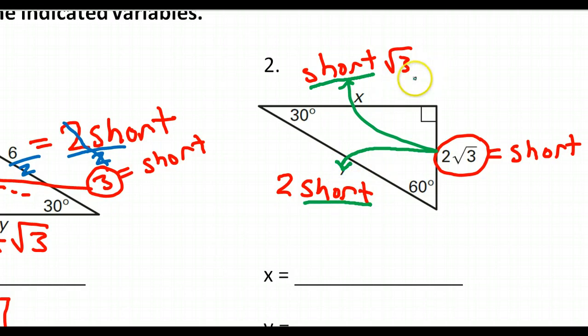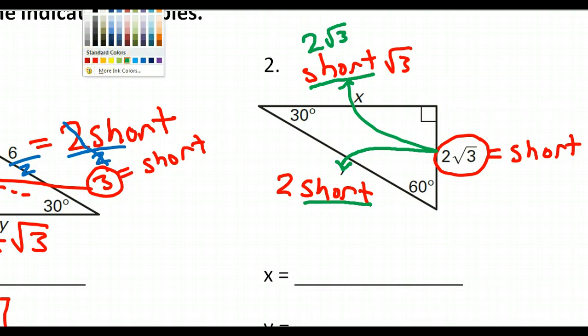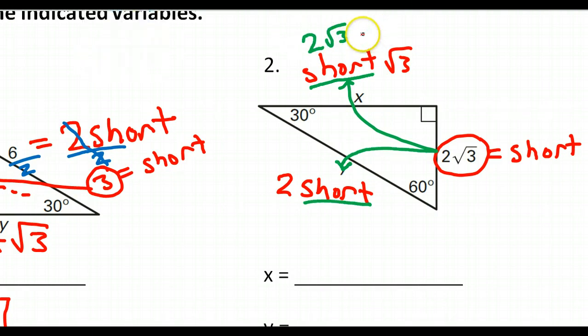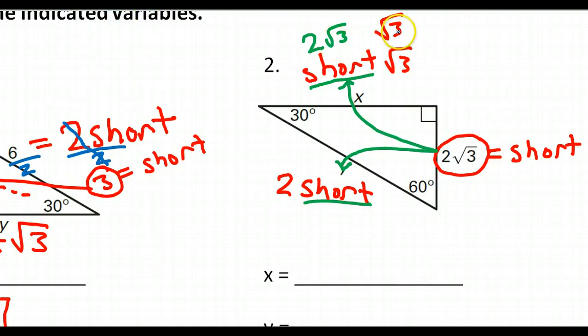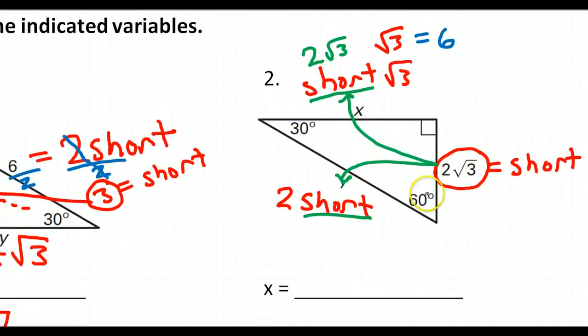Okay? So if I do that, then this is going to become 2 radical 3, and there's still another radical 3 right here. It was short radical 3, but short is 2 radical 3, so that's 2 radical 3 radical 3. If you put that in your calculator, radical 3 times radical 3 is 3. So that's just going to be 2 times 3. So you're going to get 6, whether you can do it in your head or whether you need a calculator. So that tells us that x is 6.